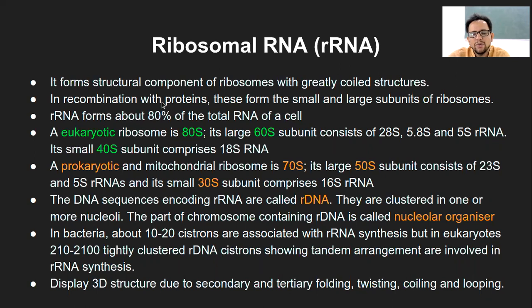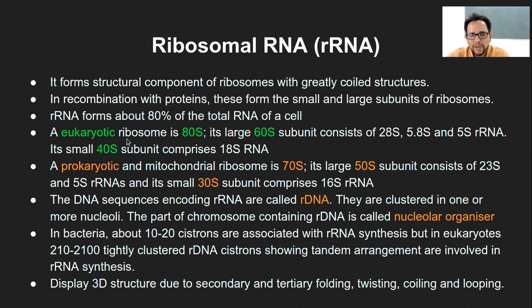rRNA constitutes about 80% of the total RNA of the cell. 10 to 15% was tRNA, 5% was mRNA. So the remaining is all rRNA. That is a huge amount of ribosomal RNA present in a particular cell.